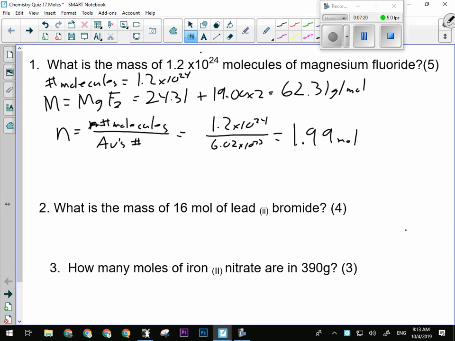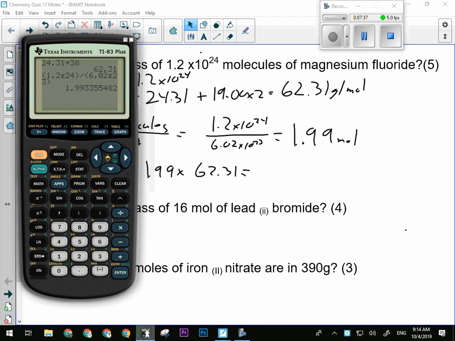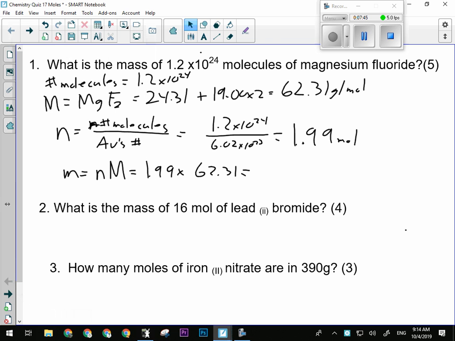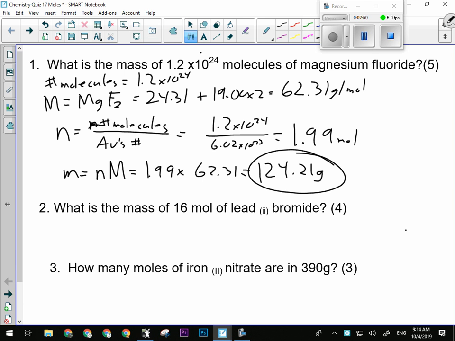Now that we have that, we can calculate the mass, because mass is n times big M, and we have big M already, and we just calculated what n was. So 1.99 times 62.31, we're going to get about 125 or so. 124.21, and that'll be in grams. Ring a bell on that one?